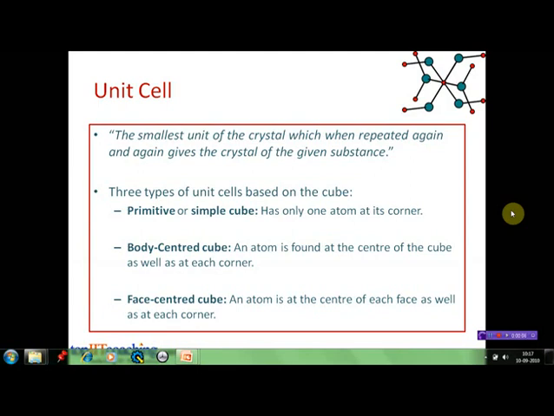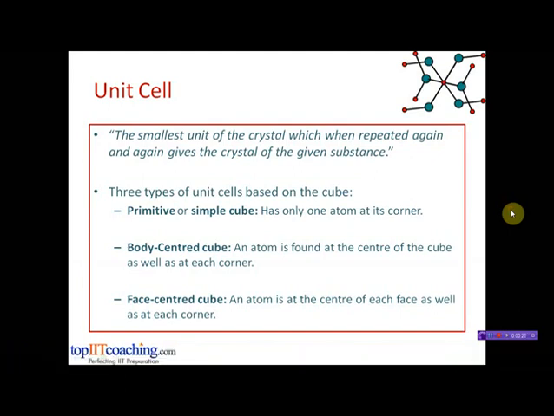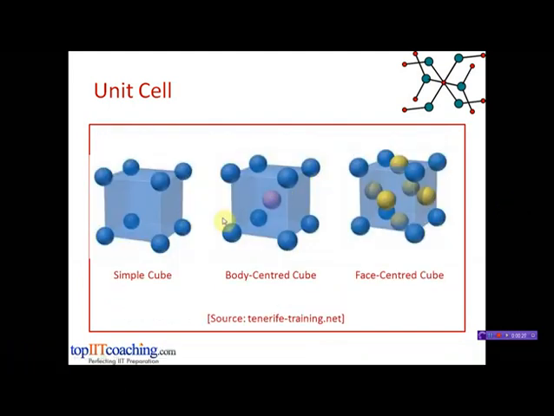Our next topic is the unit cell. A unit cell can be defined as the smallest unit of the crystal, which, when repeated again and again, gives the crystal of that particular substance. There are three types of unit cell based on their structure. The first type is the primitive or simple cube. Second is the body-centered cube, and third is the face-centered cube. Let us see how they are different from each other.